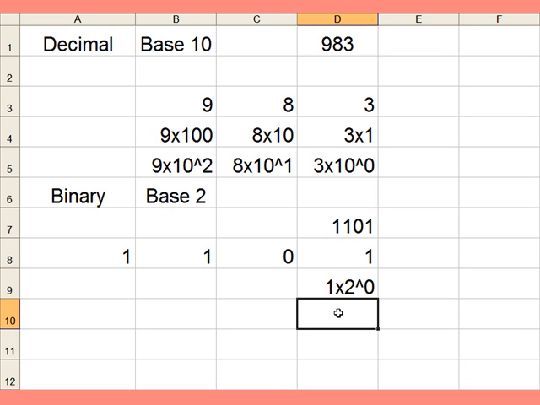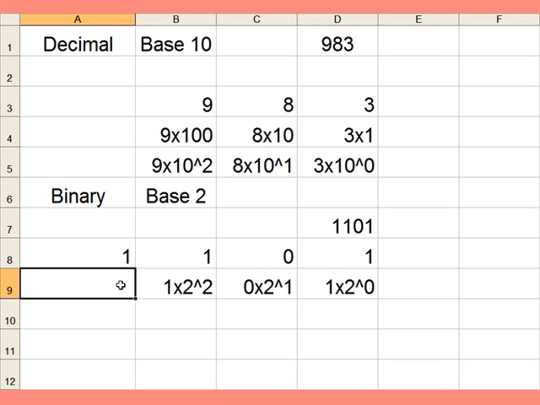2 to the power of 0 is 1. So this is the 1's place. So this 1 actually does represent 1 in the decimal number system as well. What does this 0 represent? It represents 0 times 2 to the power of 1. This 1 represents 1 times 2 to the power of 2. What's 2 to the power of 2? It's 4. And this 1 represents 1 times 2 to the power of 3.